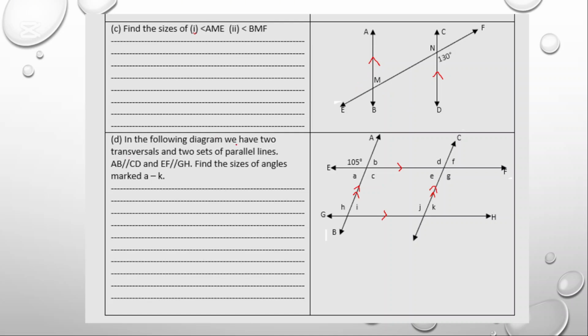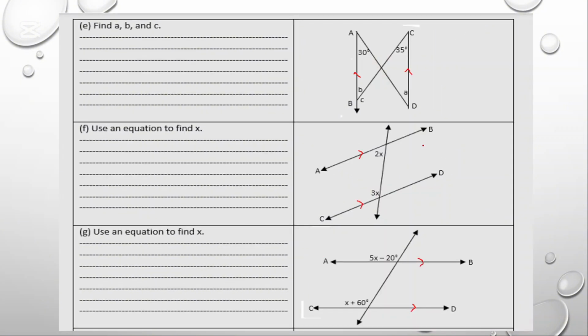In the following diagram, we have two transversals and two sets of parallel lines. You see there? And over there. Find the sizes of angles marked A to K. So, you will start with A, you will move to B, C, and so on. And please write a reason for each answer. Same over here. These two lines are parallel. We have two given angles. You must decide if 30 and A form a pair, or if 35 and B form a pair.